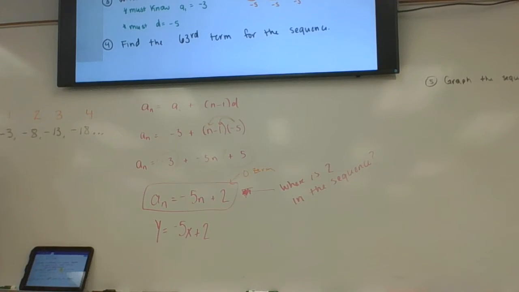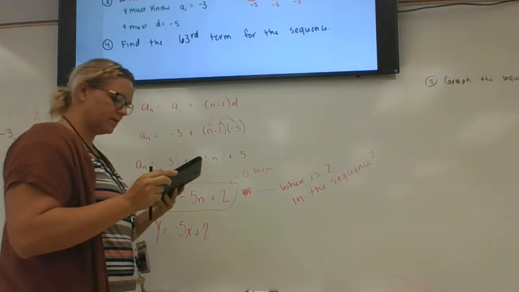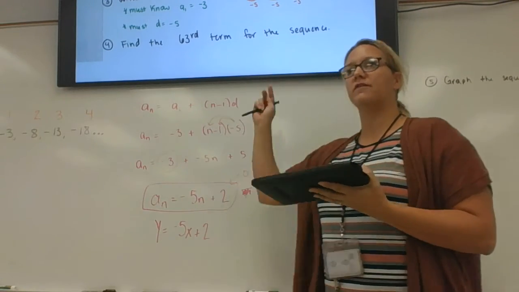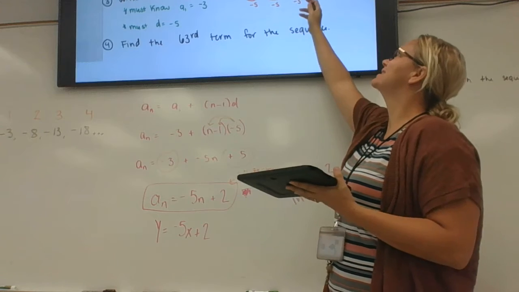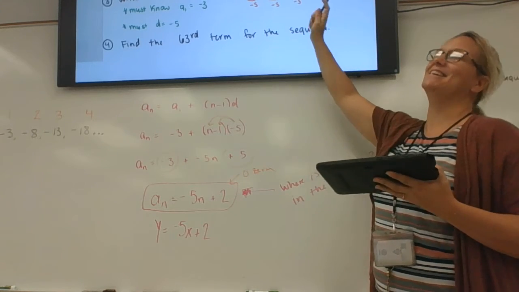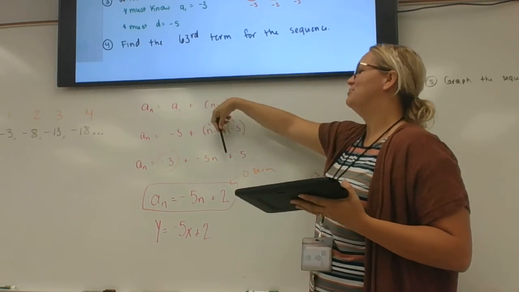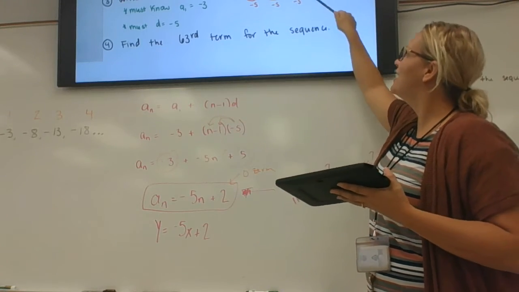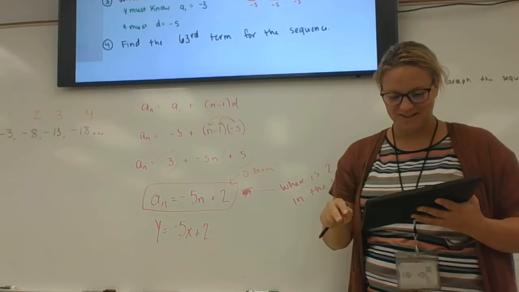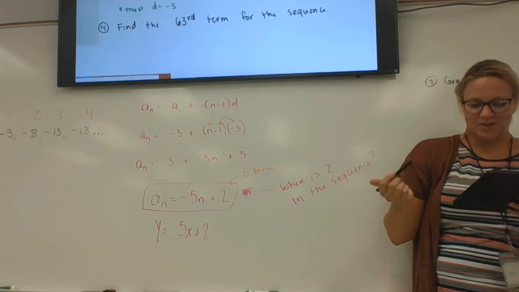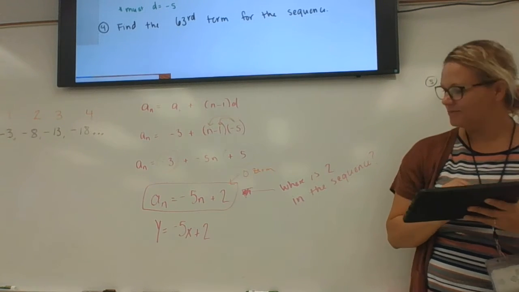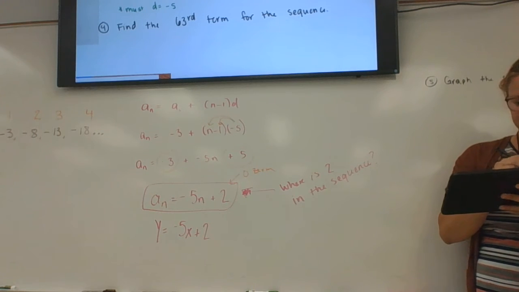The 63rd term. So some people will subtract 5 63 times. Happens every year. They don't know the formula, but they get the pattern, so they're just like, okay, and they just subtract 5. And if it comes out right, I give them a little bit of credit. Like, that's the concept. A little bit of credit. Okay, so I'm going to use the equation.